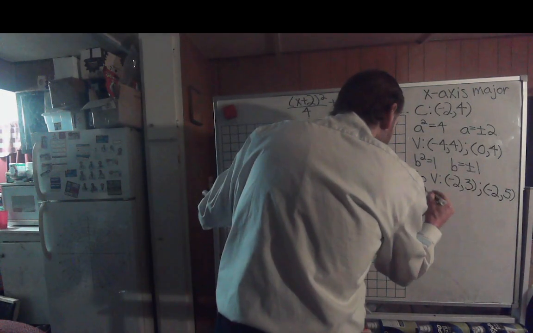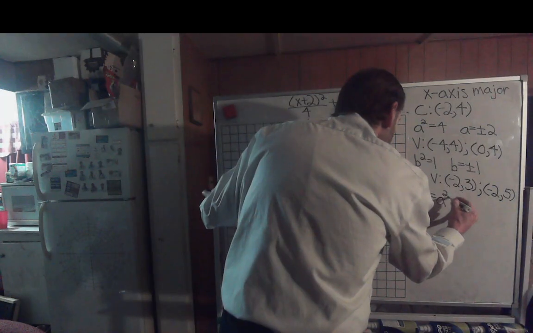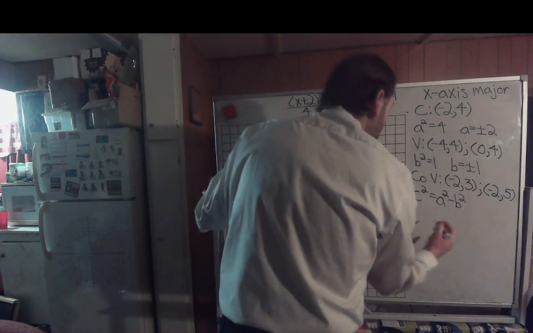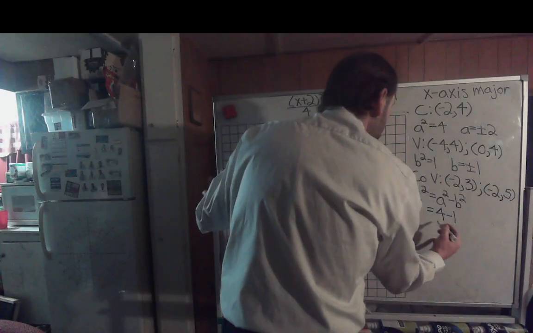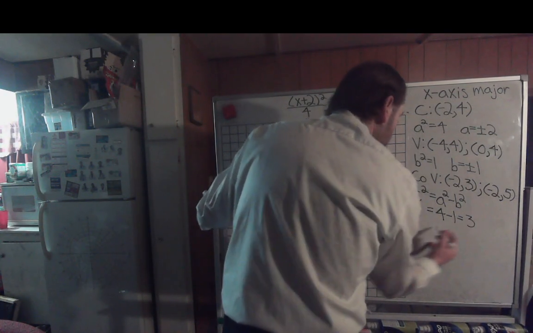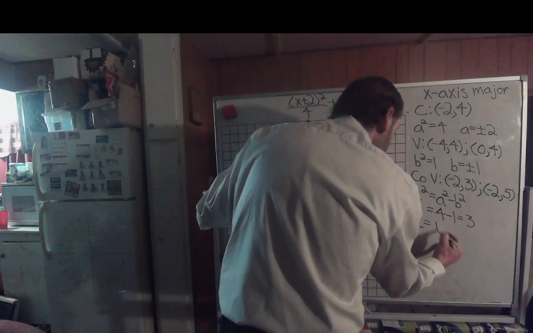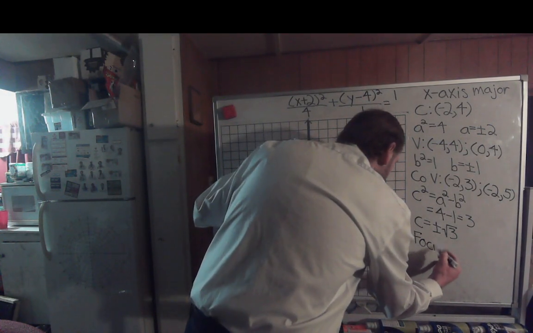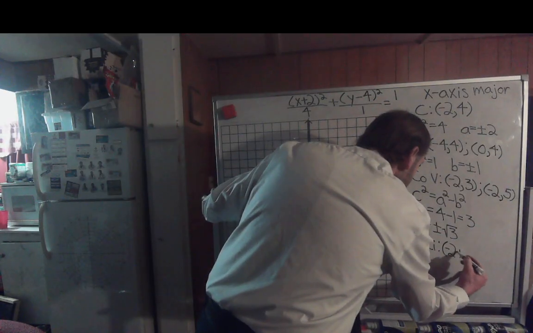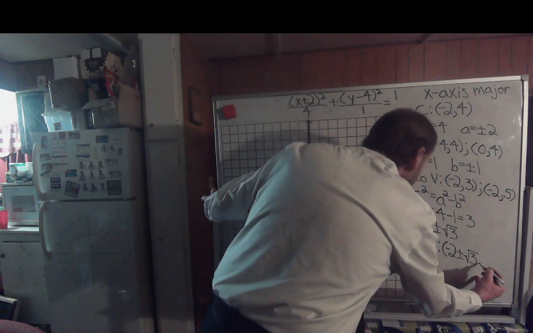So take c squared equals a squared minus b squared. Well, that's going to then mean that that would equal 4 minus 1, which c squared equals 3, so that means c would equal both plus and minus the square root of 3. And if the x-axis is the major axis, then my foci are going to be found at the coordinates negative 2 plus and minus the square root of 3, and then my y-coordinate of 4 stays the same.